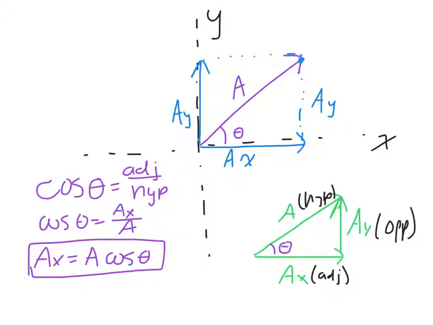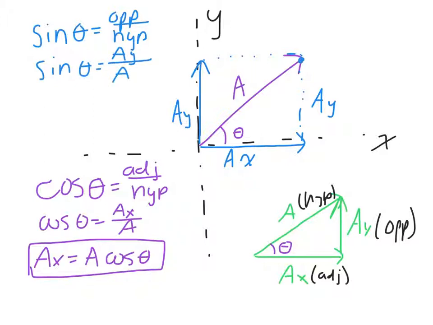If we want to look at now the y component, it's the opposite. Opposite and hypotenuse are related by sine. So sine theta equals opposite over hypotenuse, which means sine theta equals the y component over the vector. So the y component of the vector is equal to the vector times the sine of theta.